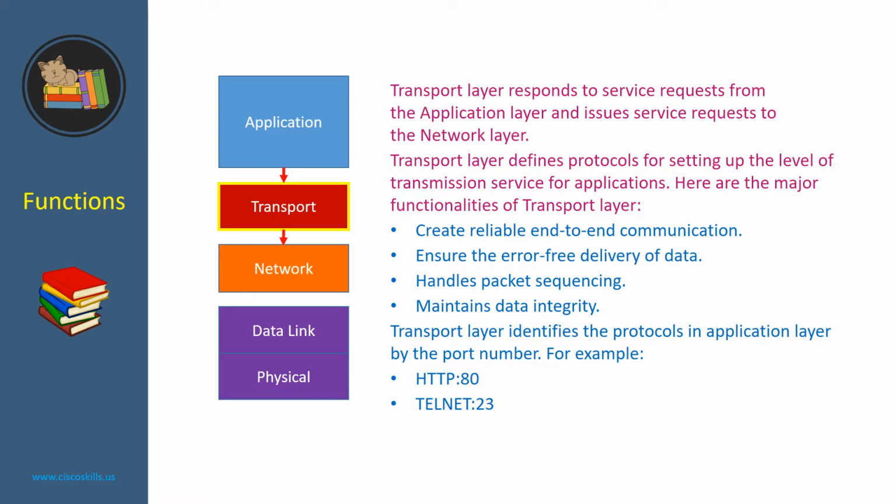Here are the major functionalities of transport layer. Create reliable end-to-end communication. Ensure the error-free delivery of data. Handles packet sequencing. Maintains data integrity. Transport layer identifies the protocols in application layer by the port number. For example, HTTP uses port 80. Telnet uses port 23.